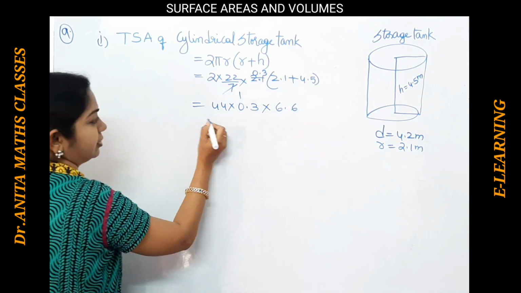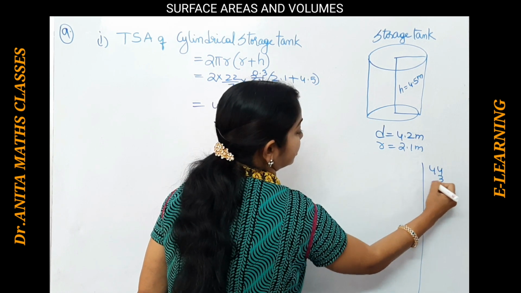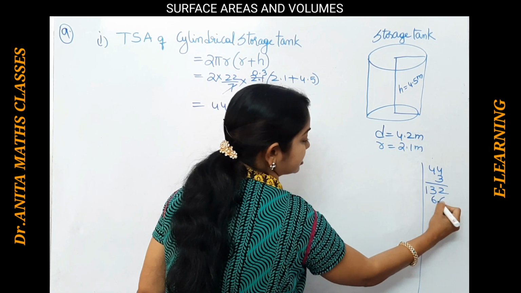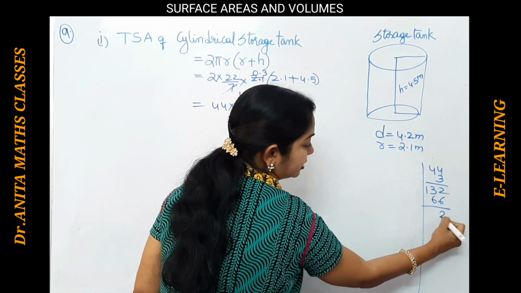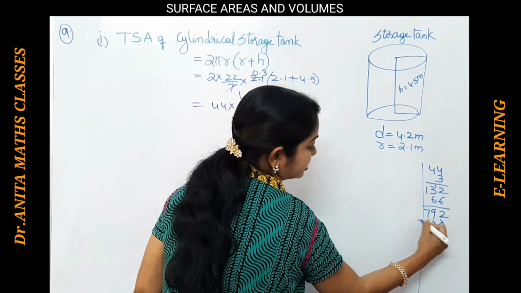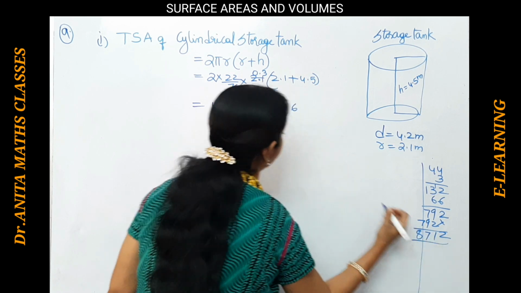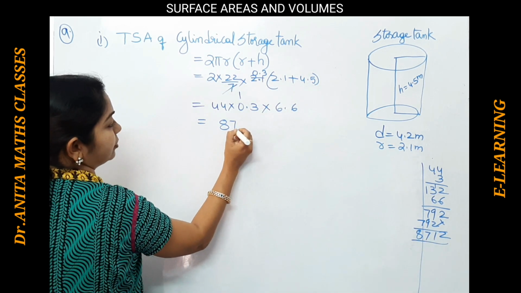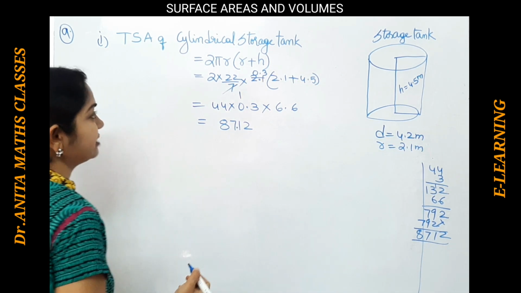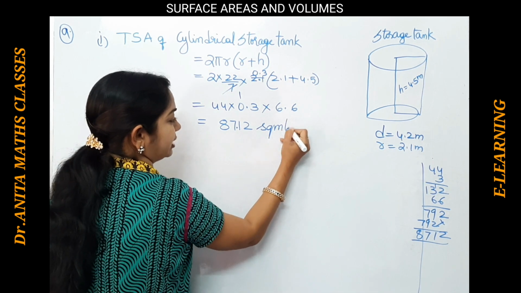2.1 plus 4.5 is 6.6. Okay, so we will do it here in the rough part: 44 three times is 132, here 132 again into 66. Later on we will keep the decimal points. 18, 19, 6, 1, 6, 7, so 297. So 2 here, 17, 8, 8, 7, 1, 2. Here 2 digits, so from the back 2 digits. So 87.12 is the total surface area, that is in square meters.